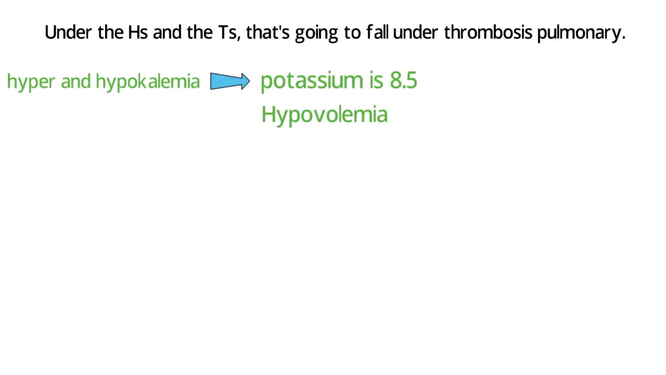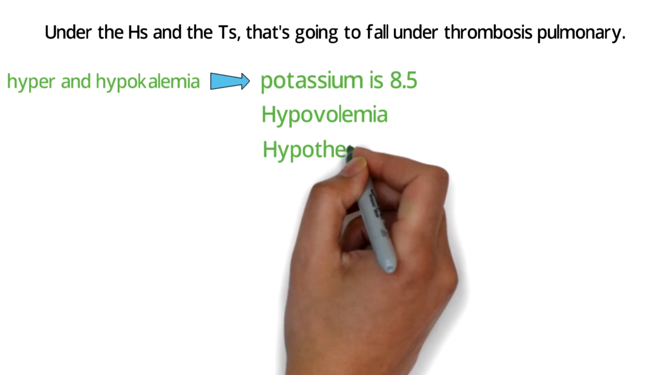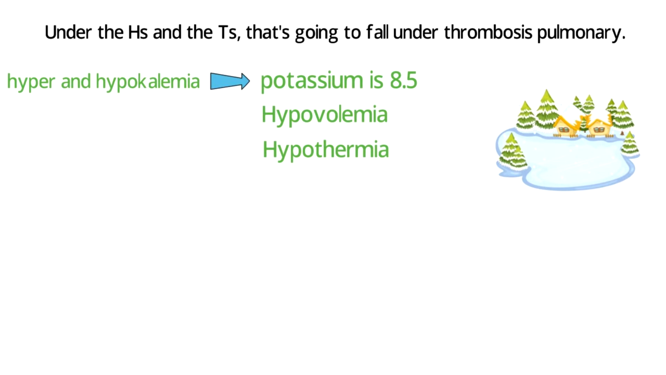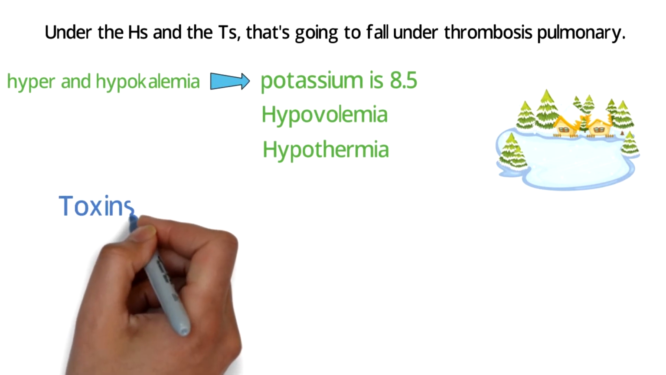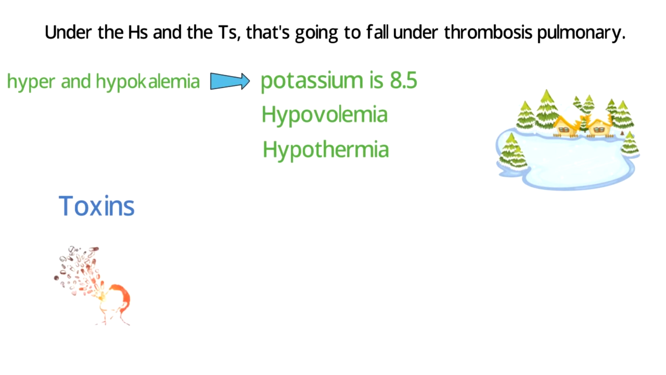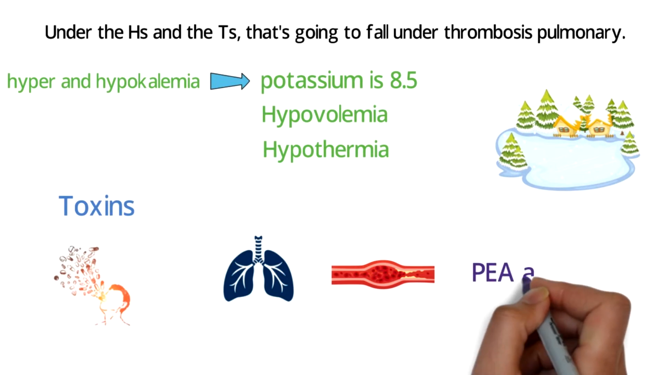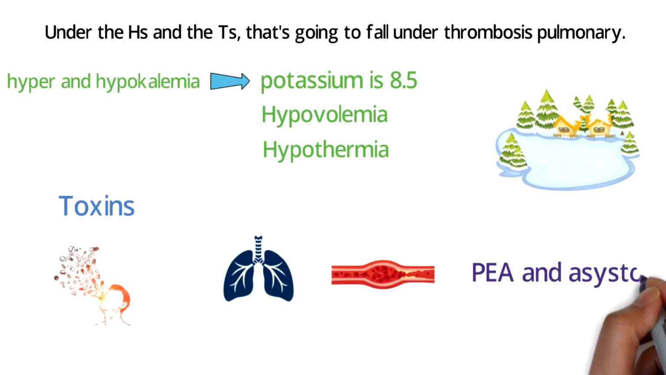Hypovolemia, as in hypovolemic shock. Hypothermia, like maybe somebody who fell into a frozen pond or something like that. And then some of your T's, toxins, which would be your drug overdoses. And then, like I mentioned, thrombosis pulmonary and thrombosis coronary are some of your H's and T's. So that kind of wraps up what you're going to do for PEA and asystole. You're just going to keep repeating this until we get our patient back.